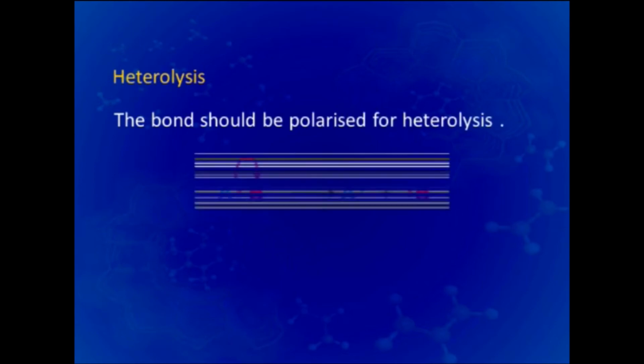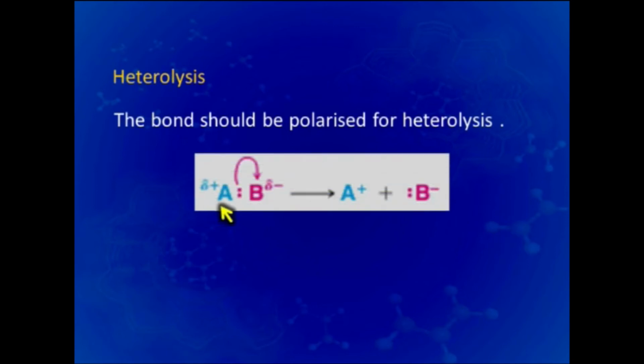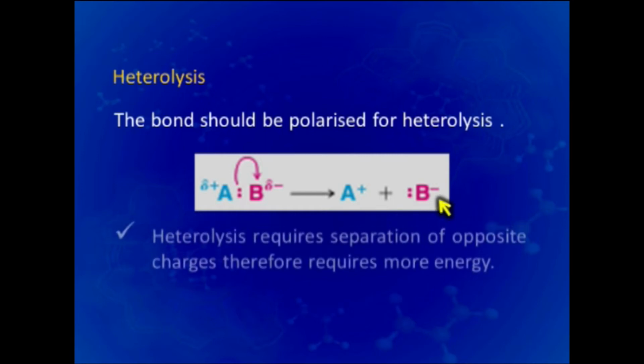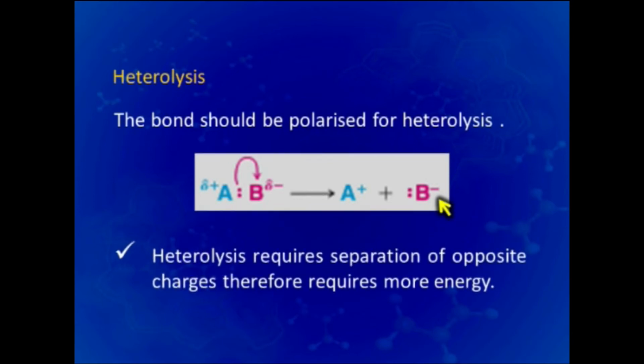For heterolysis to take place, the bond should be polarized. What does that mean? It means that the two atoms constituting this particular bond should have some difference in electronegativity, because then only one of the atoms will attract the shared pair of electrons, whereas the other one will let this pair go to the other atom and form the ions. And heterolysis requires separation of opposite charges, therefore it requires more energy.